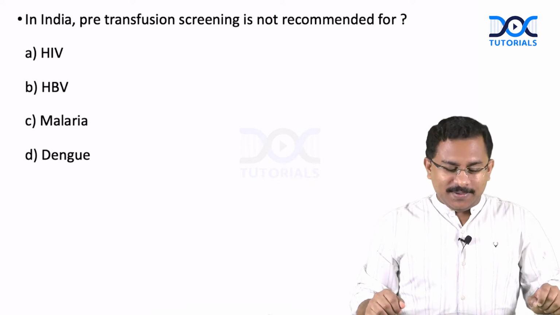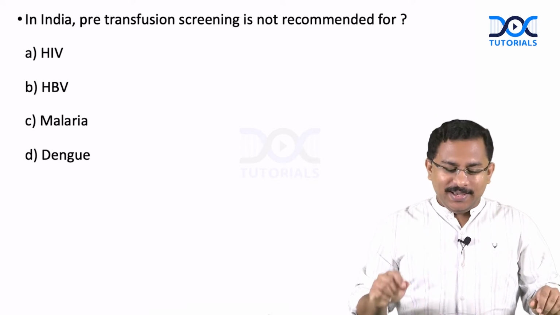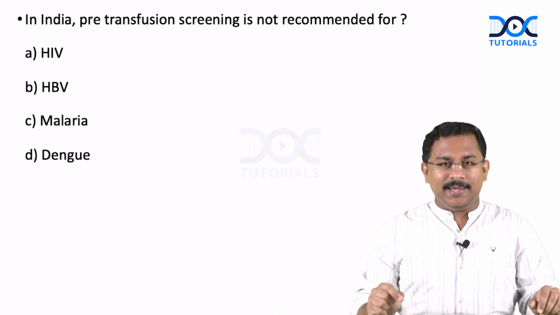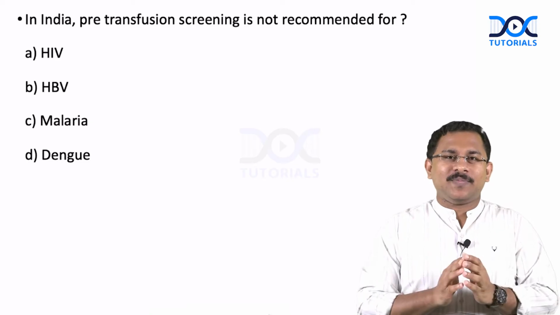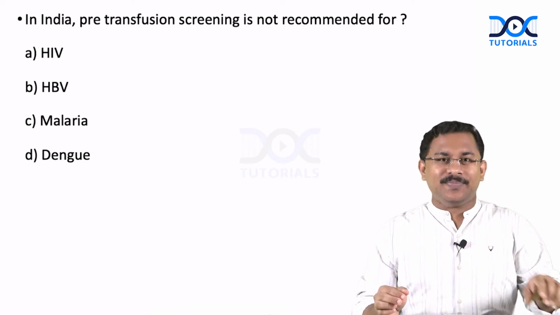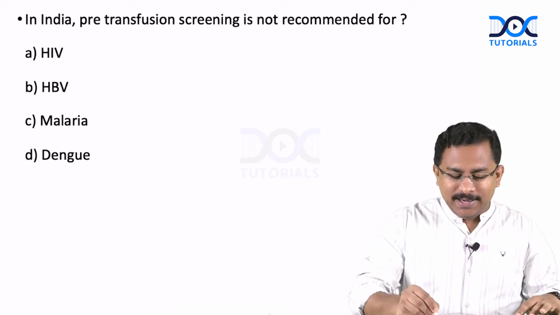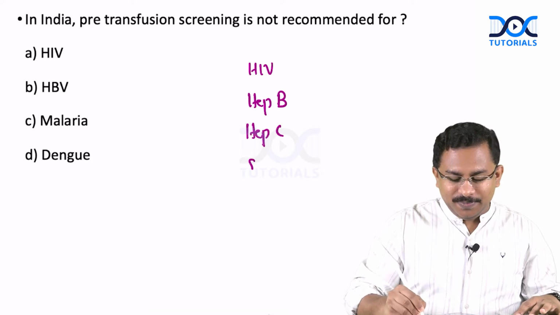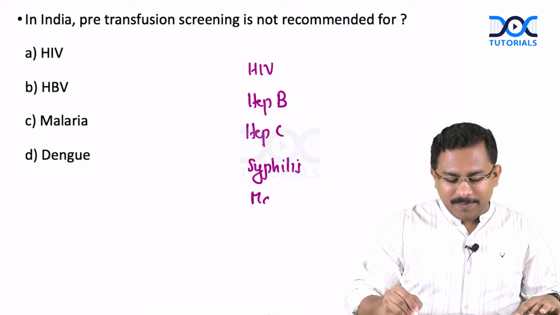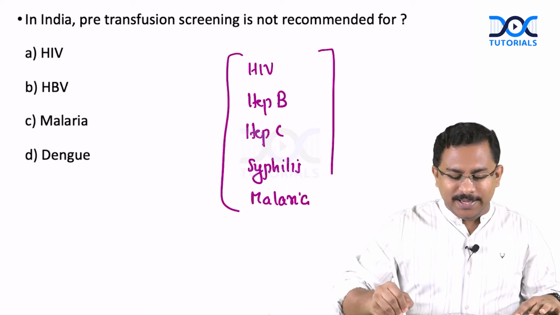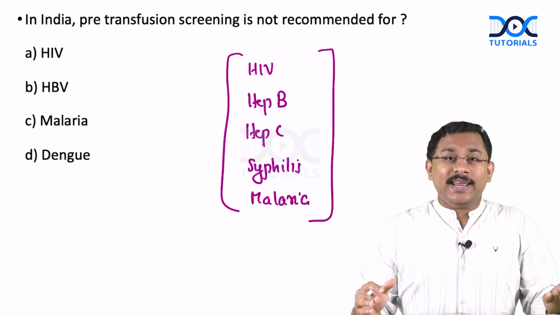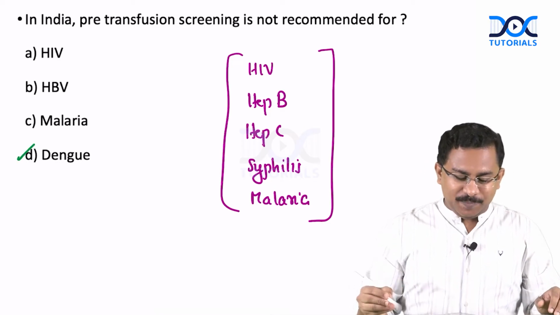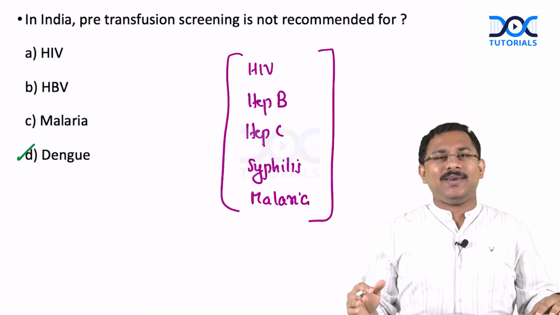Okay. Coming to the next question. The next question is again a hematology based one. In India, pre-transfusion screening is not recommended for HIV, hepatitis B, malaria, dengue. So if you want to donate blood to another person, there are certain infections which definitely have to be screened. And what are the mandatory infections that have to be screened? Number one, you have got HIV. Then you have got hepatitis B, hepatitis C, syphilis, and malaria. Okay, and in certain countries where Chagas disease is there, you have got to screen for Chagas as well. But these are the infections which have to be mandatorily screened. So the answer here will be dengue. Okay, the other ones are definitely recommended. Dengue not recommended.